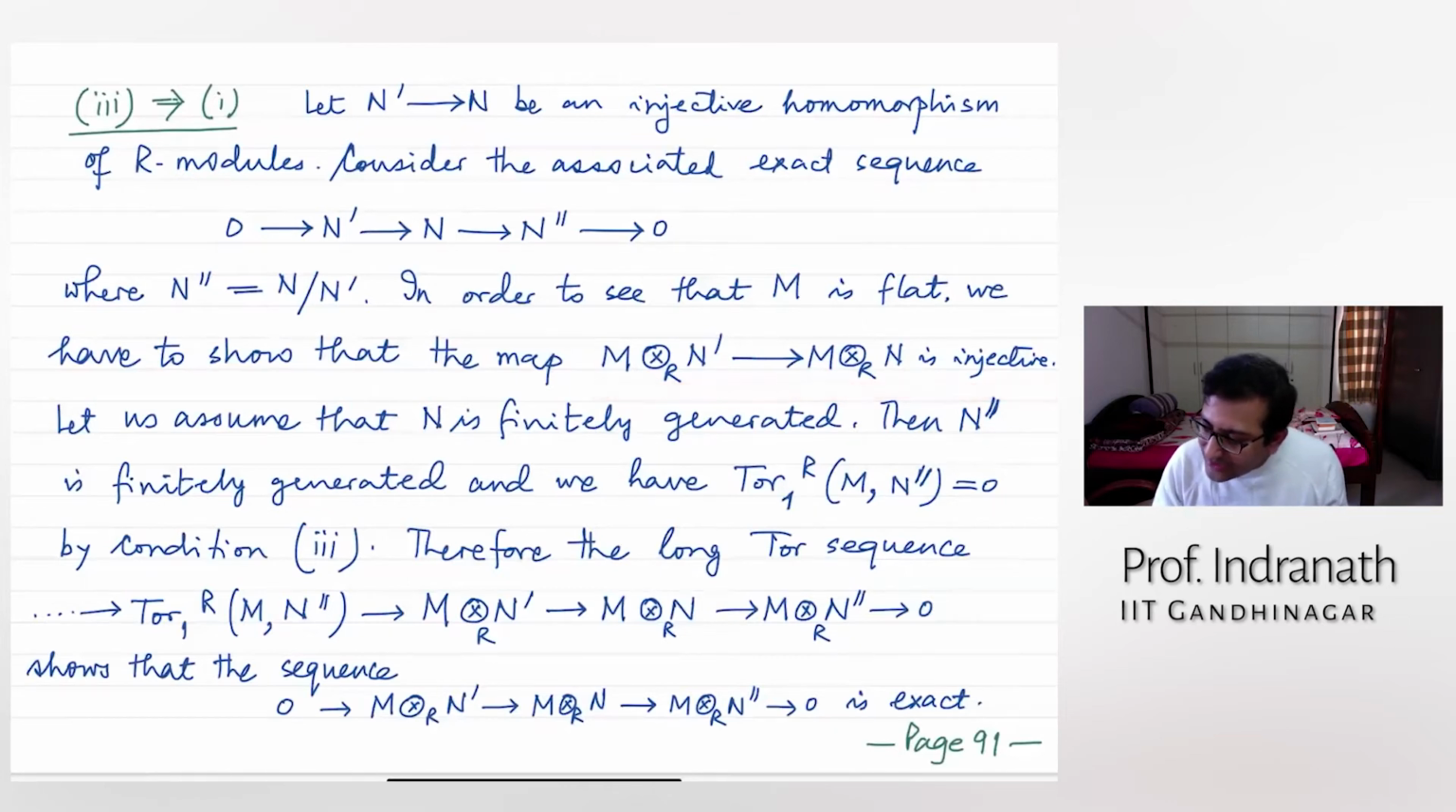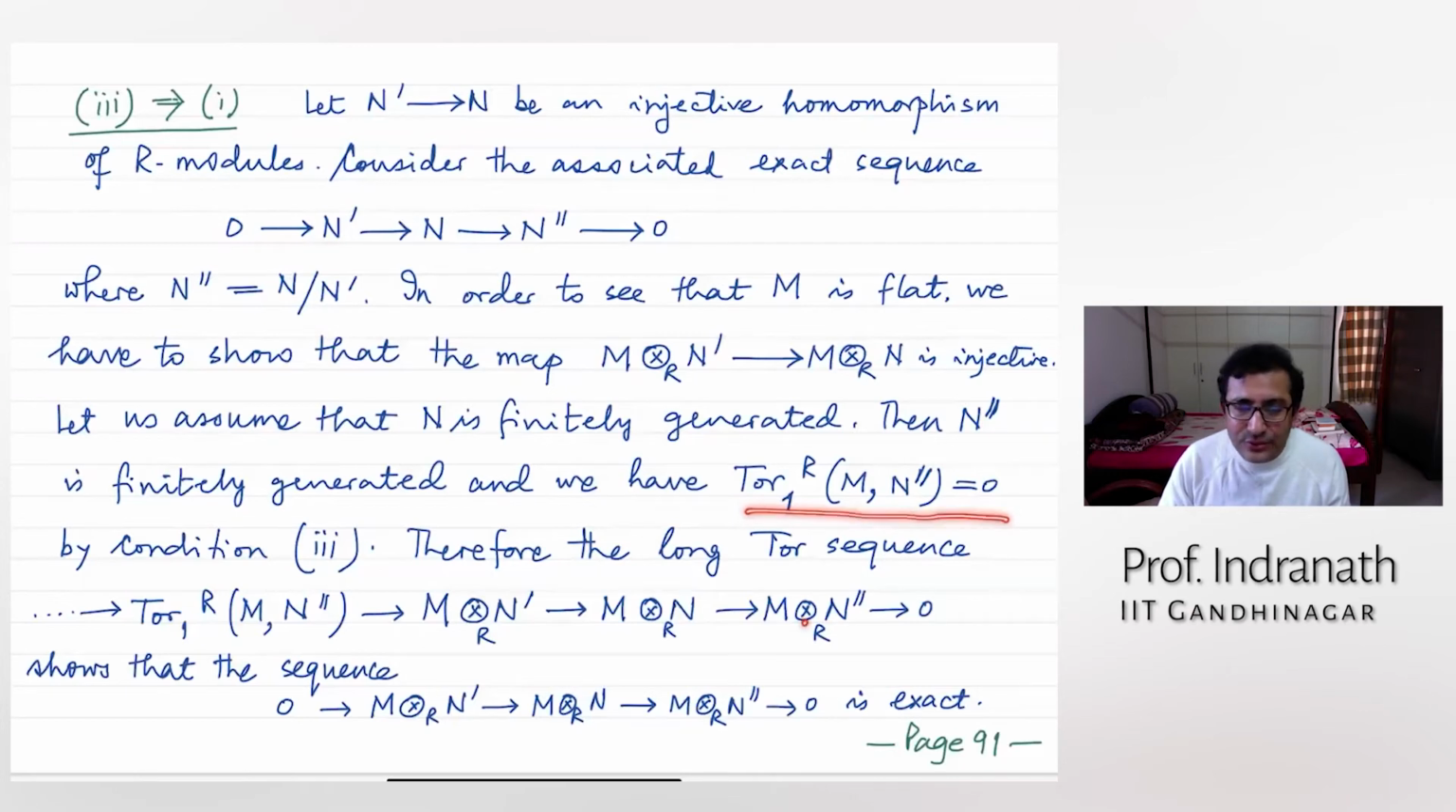Again, you have the assumption only on finitely generated. How do you remove that? So let us assume that N' is finitely generated. Then N''. What is N''? N'' is N quotient N'. So that is also finitely generated, and therefore you have the vanishing of Tor 1.